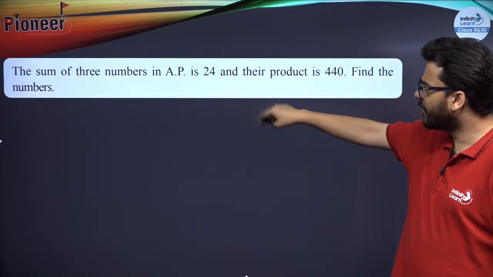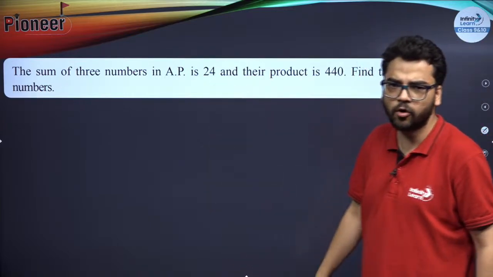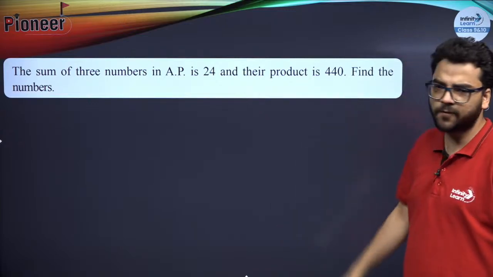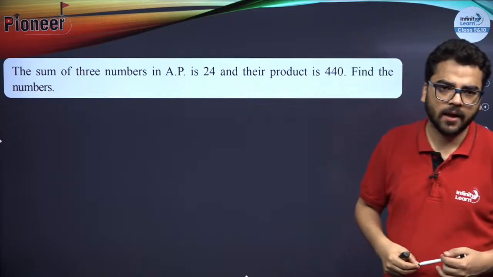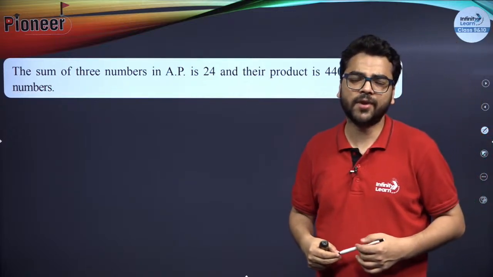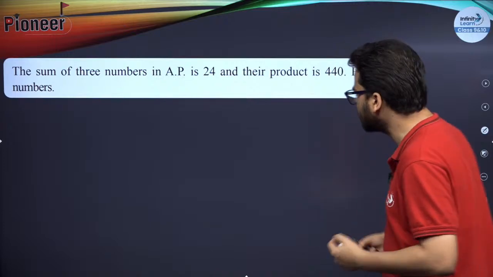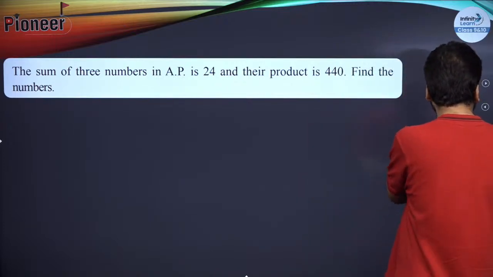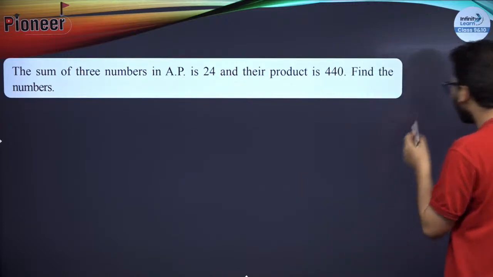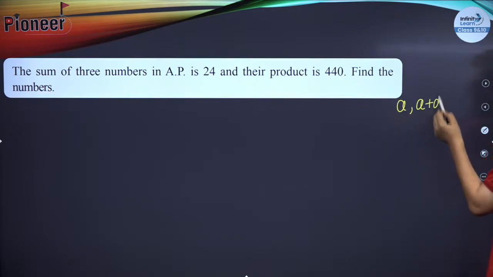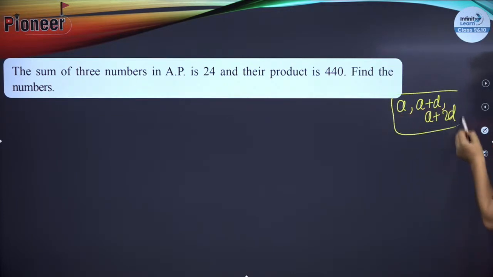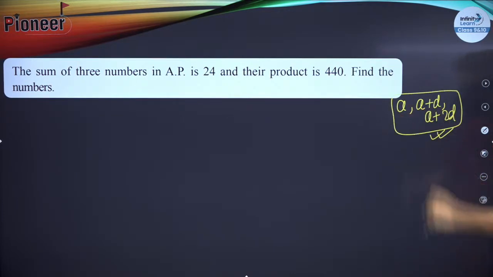Three numbers are given in AP whose sum is 24 and their product is 440. You have to find the numbers over here. Whenever you have 3 numbers in AP, you have to assume them symmetrically, right? Don't take it like this: a, a plus d, a plus 2d. Many students will do that. That is also correct, but it will waste your time.